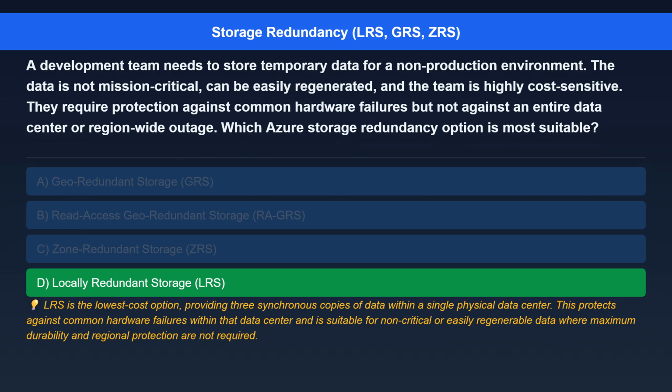The correct answer is locally redundant storage, LRS. Here's the explanation. LRS is the lowest cost option, providing 3 synchronous copies of data within a single physical data center. This protects against common hardware failures within that data center and is suitable for non-critical or easily regenerable data where maximum durability and regional protection are not required.